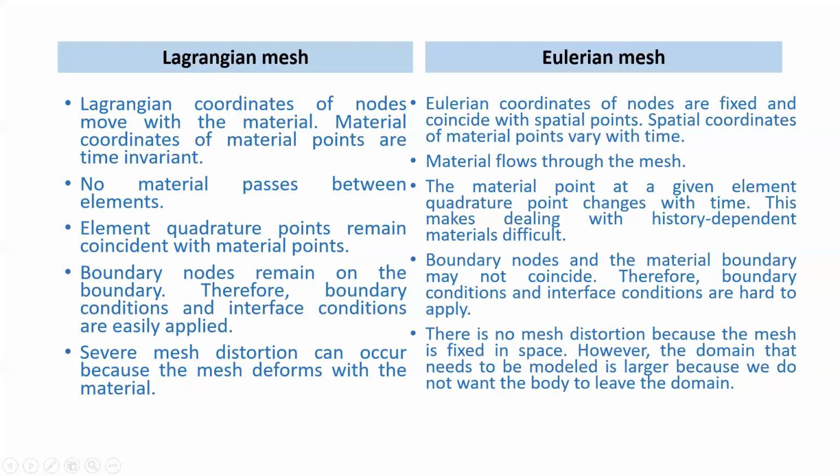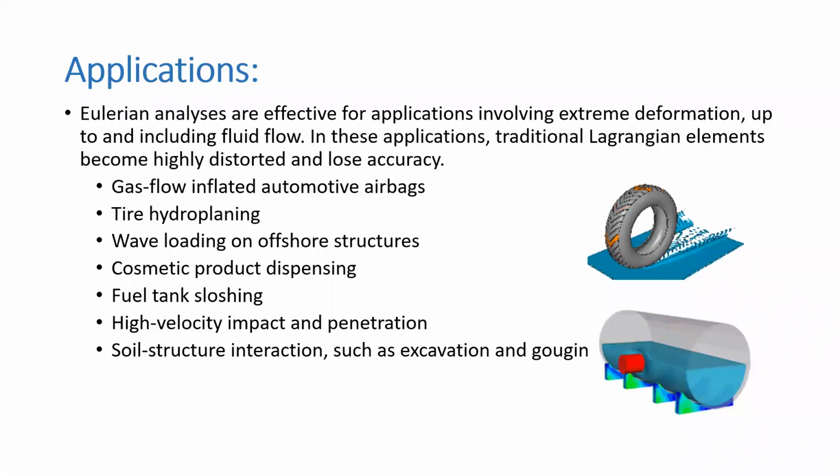Okay, so these are the applications of this CEL technique. Eulerian analyses are effective for applications involving extreme deformation. Whenever there is extreme deformation and whenever there is a fluid structure interaction, this technique is used, up to and including fluid flow. In these applications, traditional Lagrangian elements become highly distorted and lose accuracy.